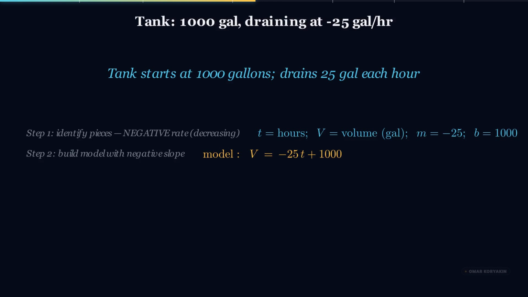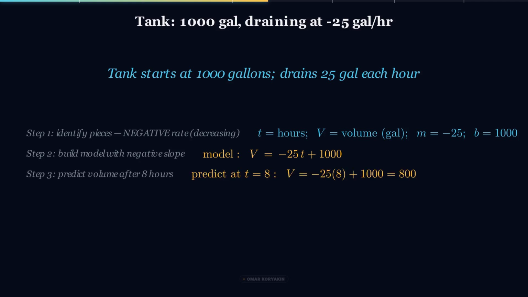Step 2. Build the model. V equals negative 25t plus 1,000. The negative slope captures the draining behavior. Every hour that passes reduces the volume by 25 gallons, starting from 1,000 gallons at time 0. The slope sign is the only conceptually new feature compared to the cell phone example, and the negative sign is the visual signal that the modeled quantity is decreasing.